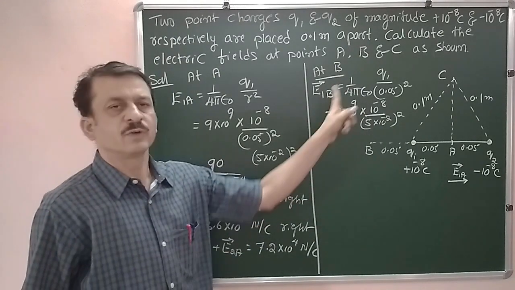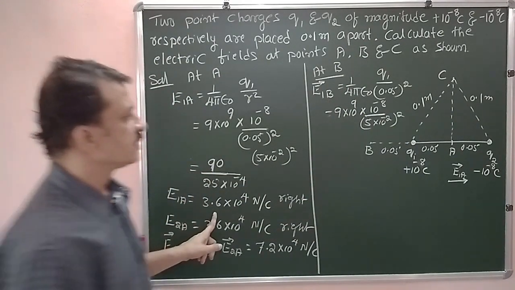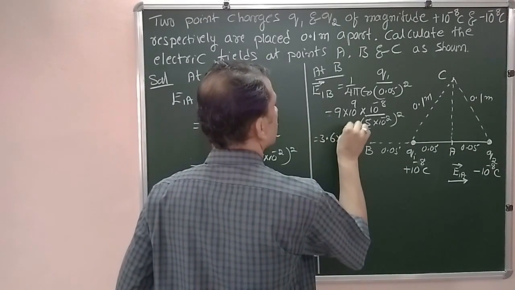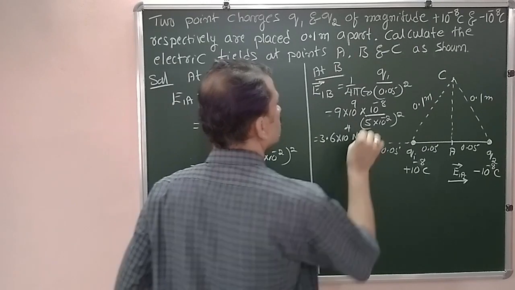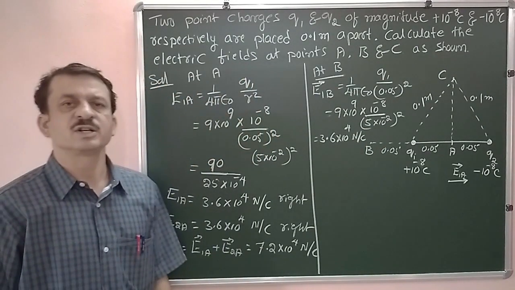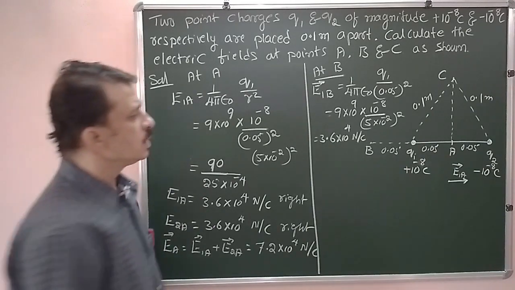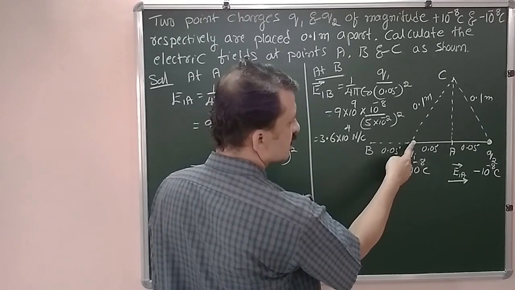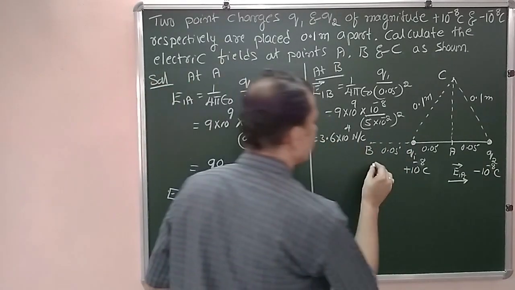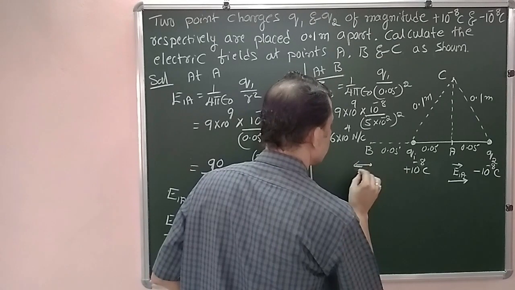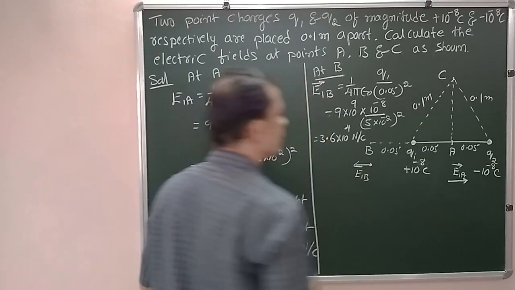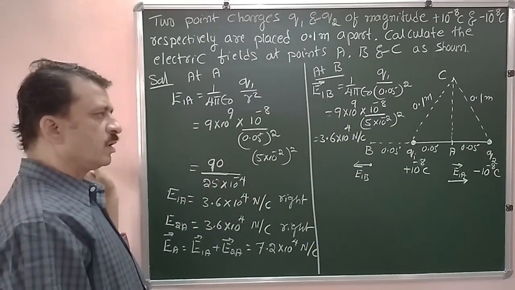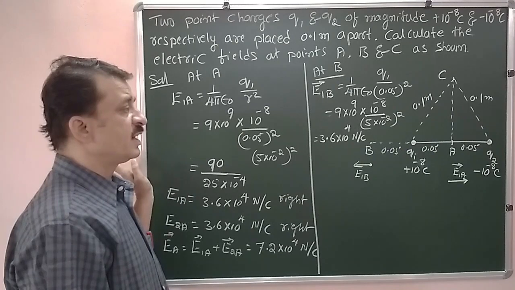Now we have simplified this one, and this value is 3.6 into 10 to the power of plus 4 Newton per Coulomb. Now what is the direction of this field E1B? Since it is a positive charge, it is moving away. Therefore, it is towards left. At the point B, that E1B is acting along the left side direction.